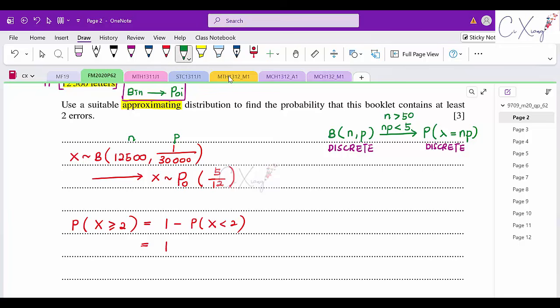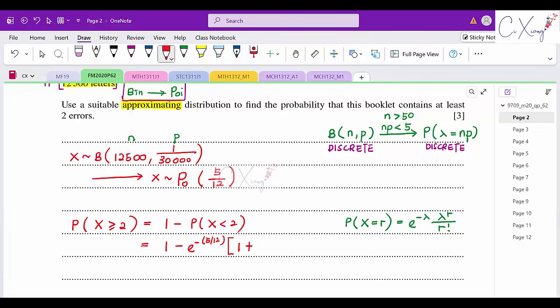Okay, so what is the general formula for the Poisson distribution? To calculate the probability x equals r in the Poisson distribution, it is e to the negative lambda, lambda power r, divided by r factorial. So I want to apply this formula here. I have e to the negative lambda, where lambda is 5 over 12. Then I want to calculate the probability for x equals 0. For x equals 0, I put e to the negative lambda outside. So x equals 0 means lambda power 0 divided by 0 factorial, which is always 1.